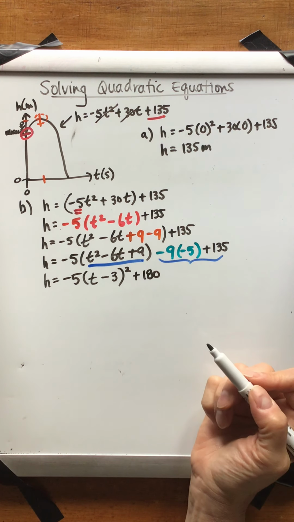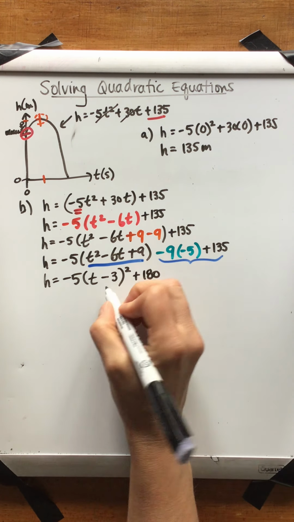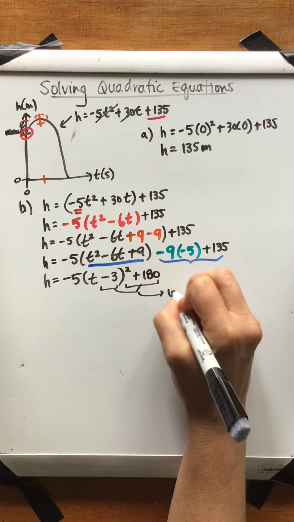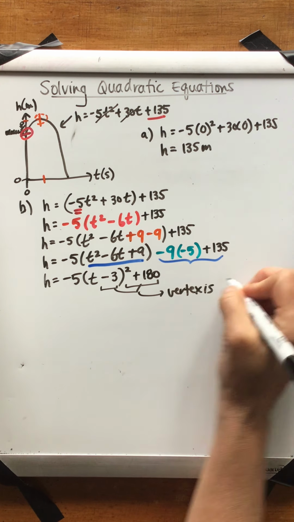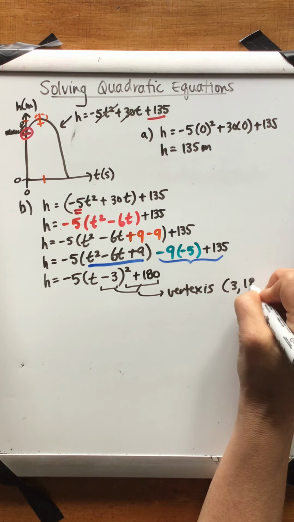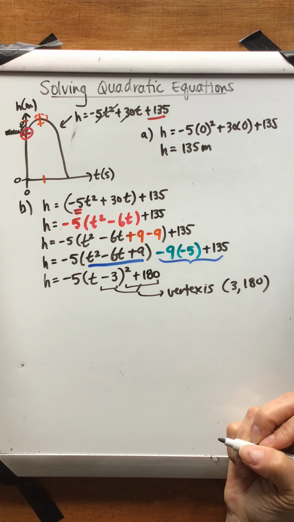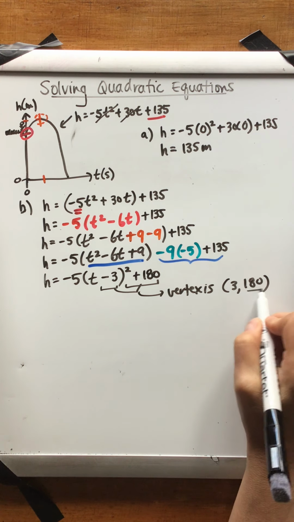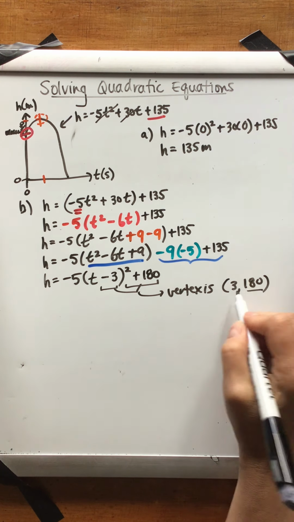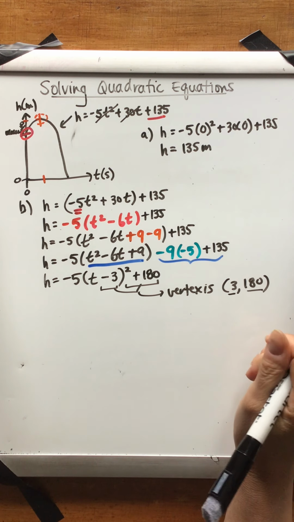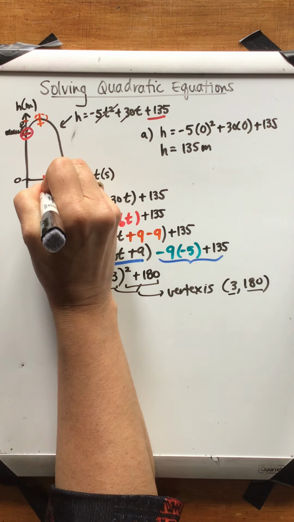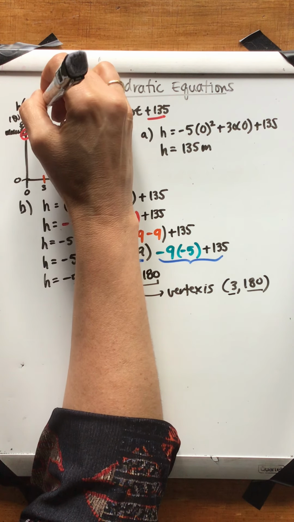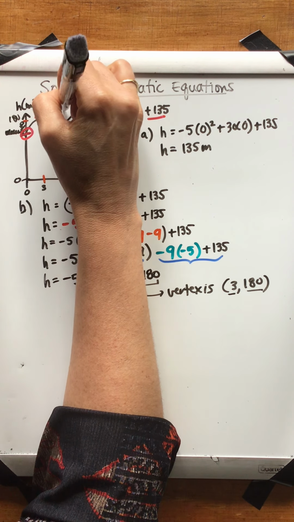And from there, I can deduce what the vertex is. So from these two pieces, I know that the vertex is (3, 180). Okay? So that means that the maximum height of the rock is 180, and this happens 3 seconds after it's thrown. This would be a 3, and this would be a 180. Like that.